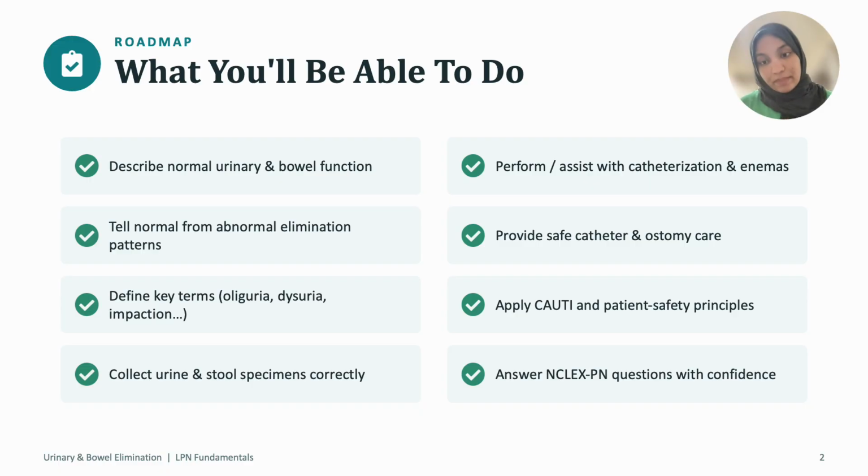Okay, so here's our roadmap. We'll split the lesson into two halves. We'll do urinary first and then bowel. And in each half, we will cover the why, which is the physiology, the what, where we'll see the normal versus abnormal, the skills that you will actually do, and our NCLEX reasoning. Now, keep these objectives in mind. If you can do all 8 by the end, you're in great shape.